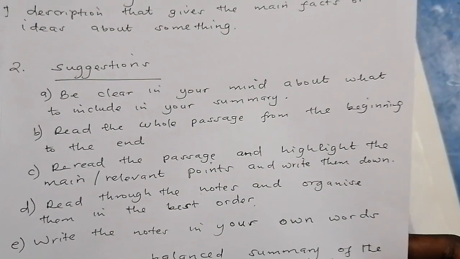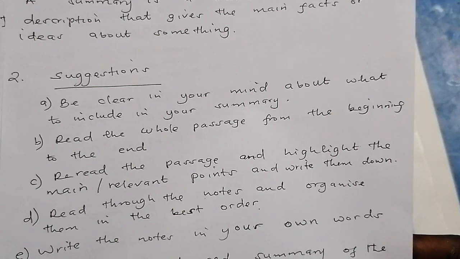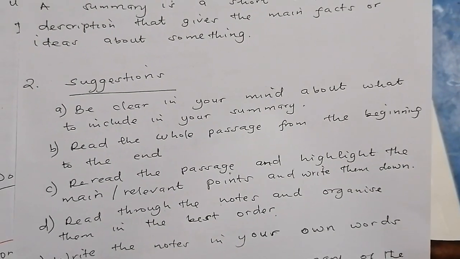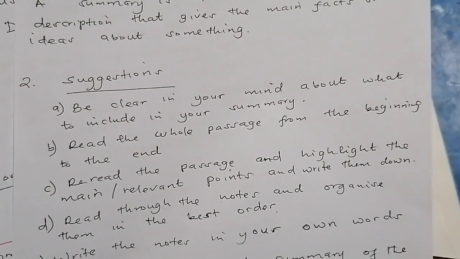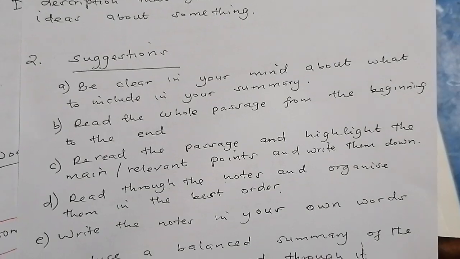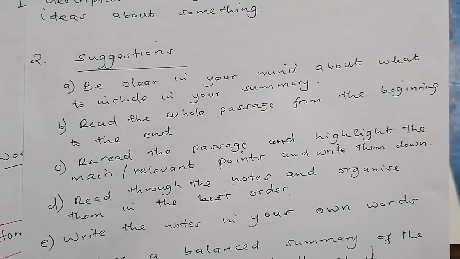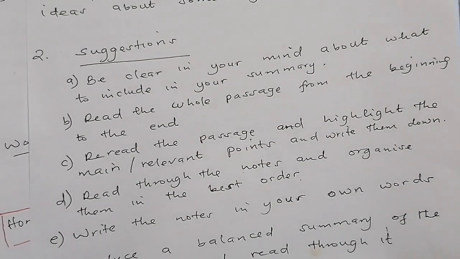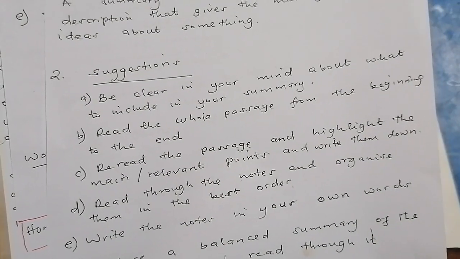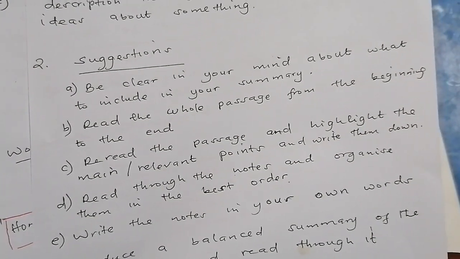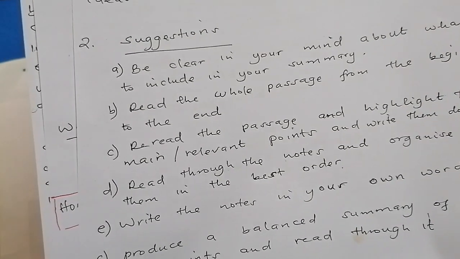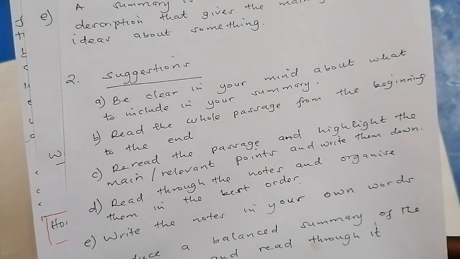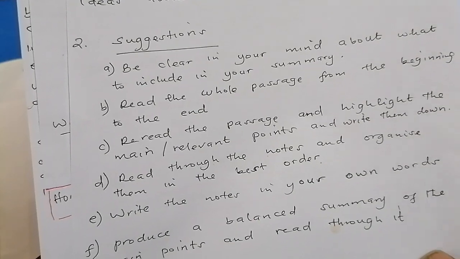First and foremost, you're supposed to be clear. You're supposed to be clear in your mind what to include in your summary. Secondly, you're supposed to read the whole passage from the beginning to the end. At least you'll have an idea of what the passage is about. And then thirdly, you have to reread the passage and highlight the main points, main or relevant points, and write them down. Fourth, you need to read through the notes and organize them in the best order.